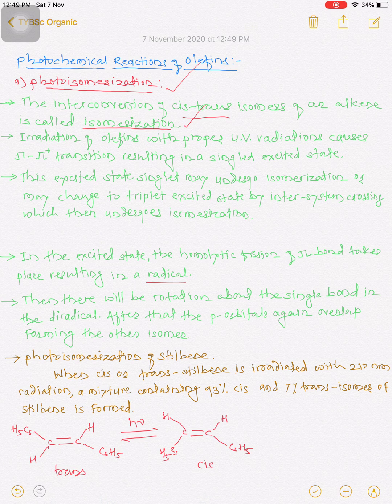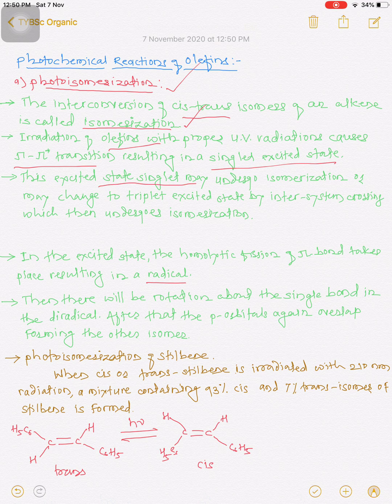Irradiation of olefins with proper UV radiation causes pi to pi star transition, resulting in a singlet excited state. So when such an unsaturated molecule, that is olefin, that is alkene molecule, absorbs ultraviolet radiation, due to the presence of the double bond, a pi to pi star transition takes place.